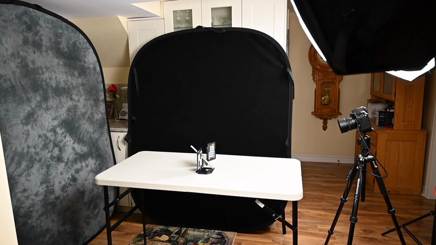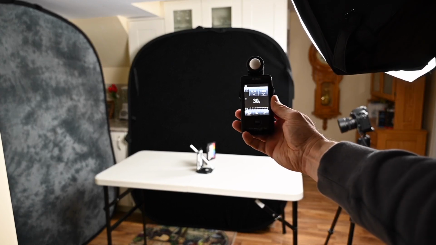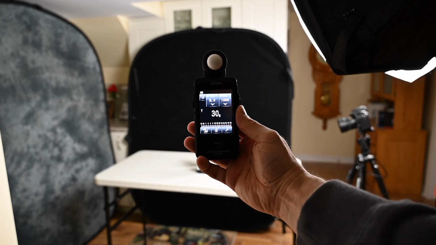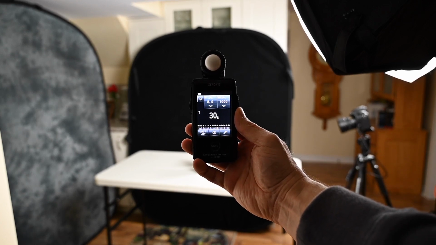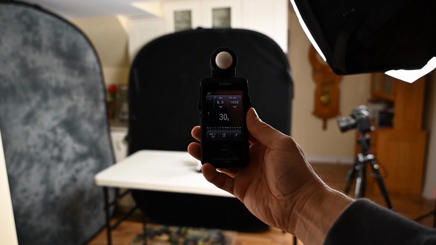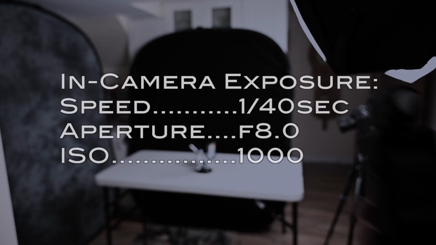Okay, so we've set everything up for the studio and the basement, and I want to show you what the lights are showing here. As far as the incident meter is concerned, we've got something in around f8 at 1/30th of a second at ISO 1000.